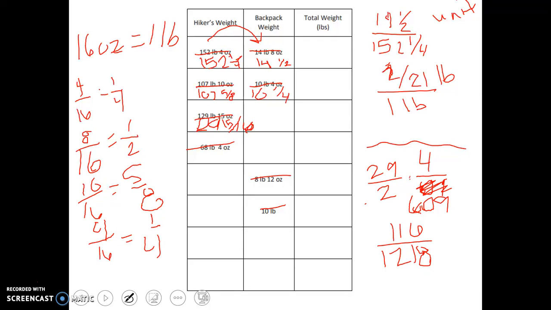Okay, now I need to go through and erase my board so we can start filling in the rest. So I'm going to pause my video and get back.